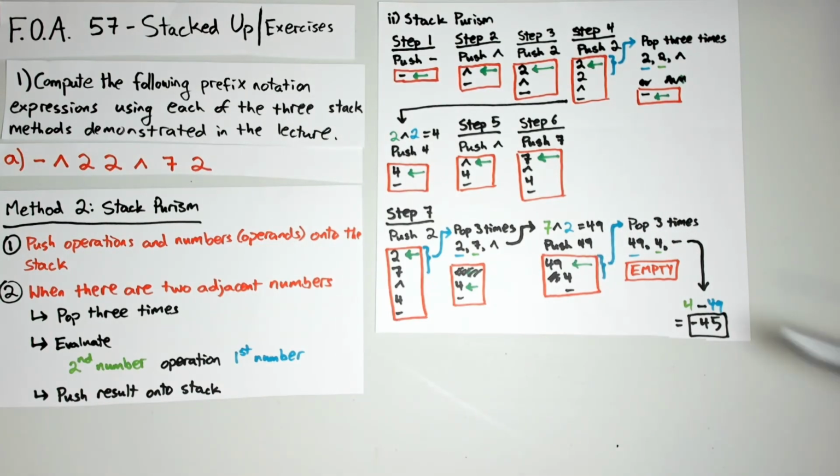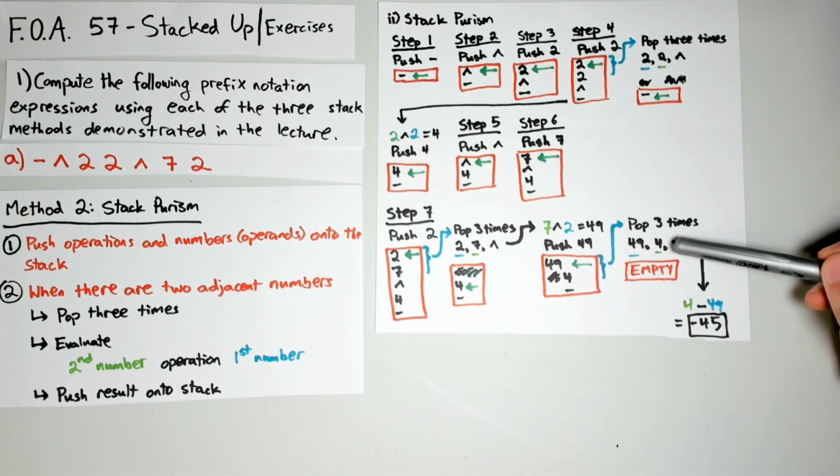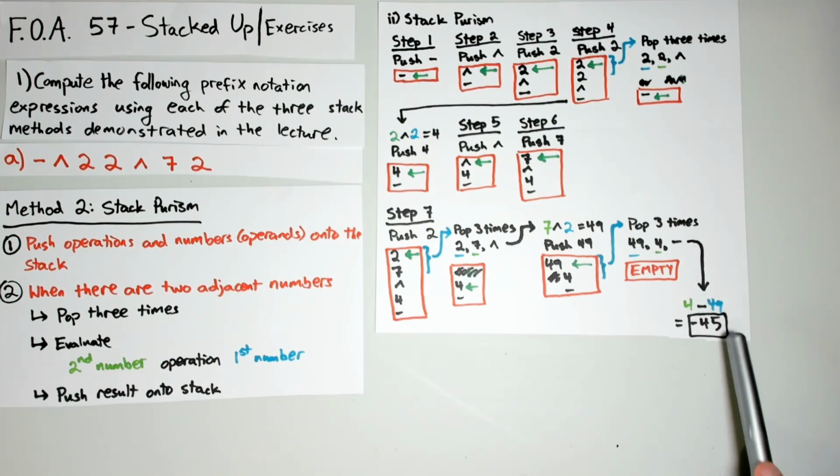But what this does is it gives us 2 adjacent numbers yet again. So that means we have to pop 3 more times, making the stack completely empty, and we get the 49, the 4, and the minus sign. Again, evaluating in the proper order, we get the 4 minus 49, which gives us negative 45, just as we got in the first method.